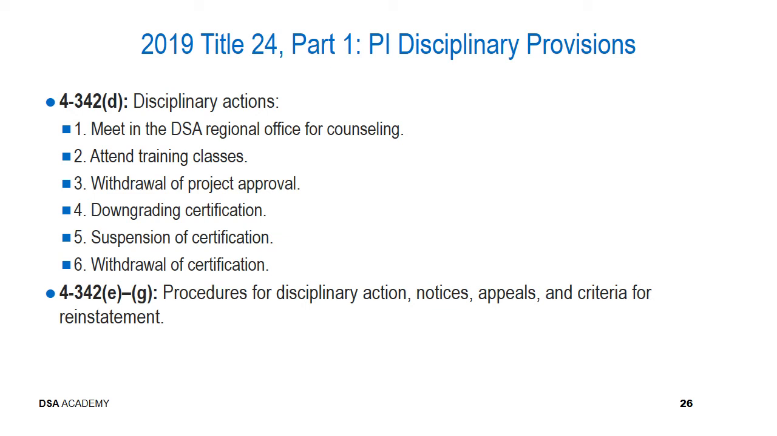We have been involved from time to time with inspectors who have not fulfilled their obligations, and we have gone through some or many of these items based upon that particular situation. DSA does not like being the bad guy, but we are prepared to do so if it's appropriate. Continuing on, related to this topic, in 4-342, subsections E through G, it provides further information about procedures for disciplinary action, notices, appeals, and the criteria for reinstatement.